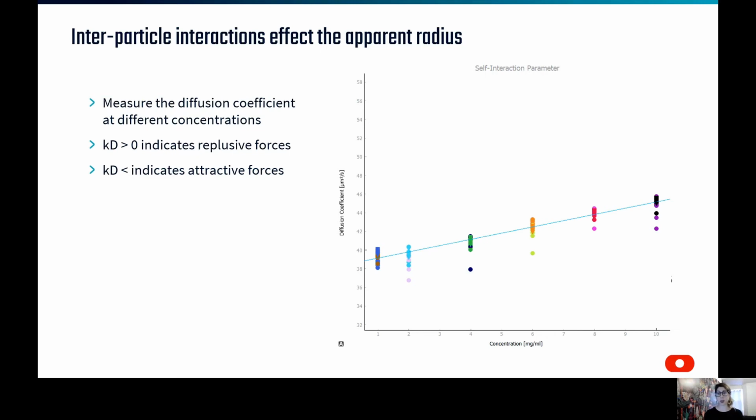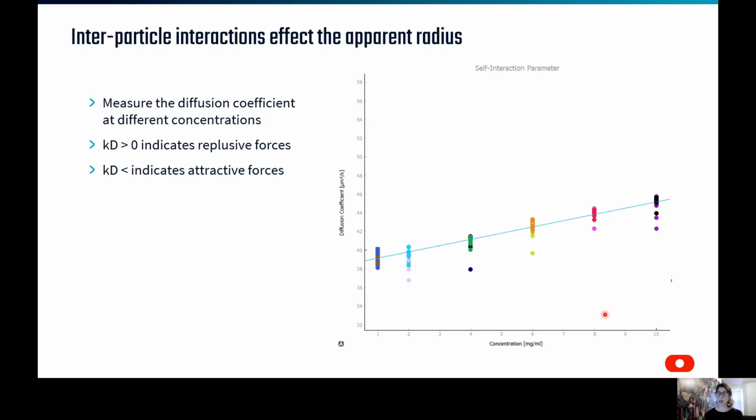So since the diffusion coefficient of a protein is an intrinsic property dependent on the temperature of the solution and the size and shape of the protein, if the diffusion coefficient changes as the concentration of the protein changes, this is going to indicate that there are interactions between the protein, which is affecting its diffusion. So by plotting the diffusion coefficient as a function of concentration, we can then determine whether the protein favors self-association, where the attractive forces between protein molecules slow down the diffusion coefficient, giving a negative KD value, or repulsive interactions, increasing the diffusion coefficient and resulting in a positive KD value.